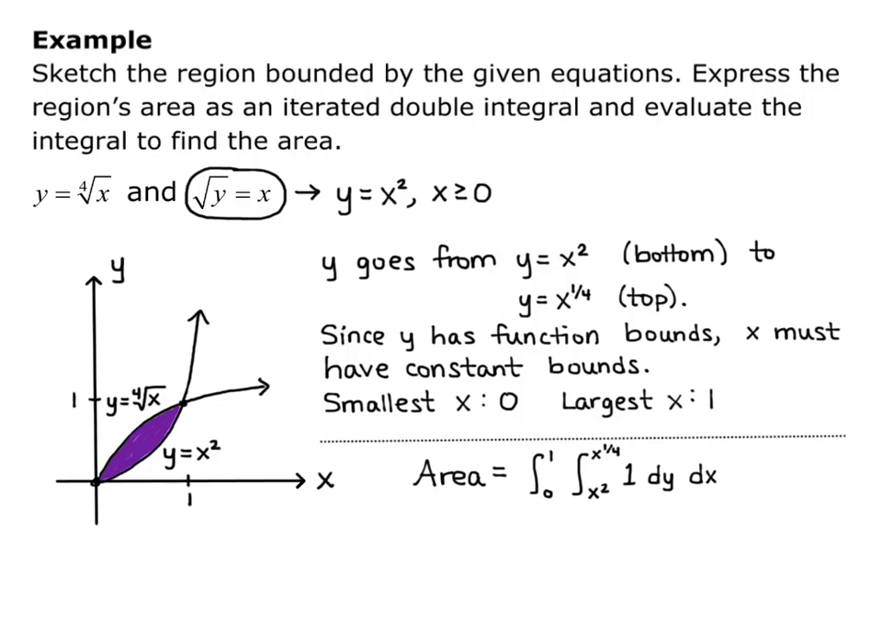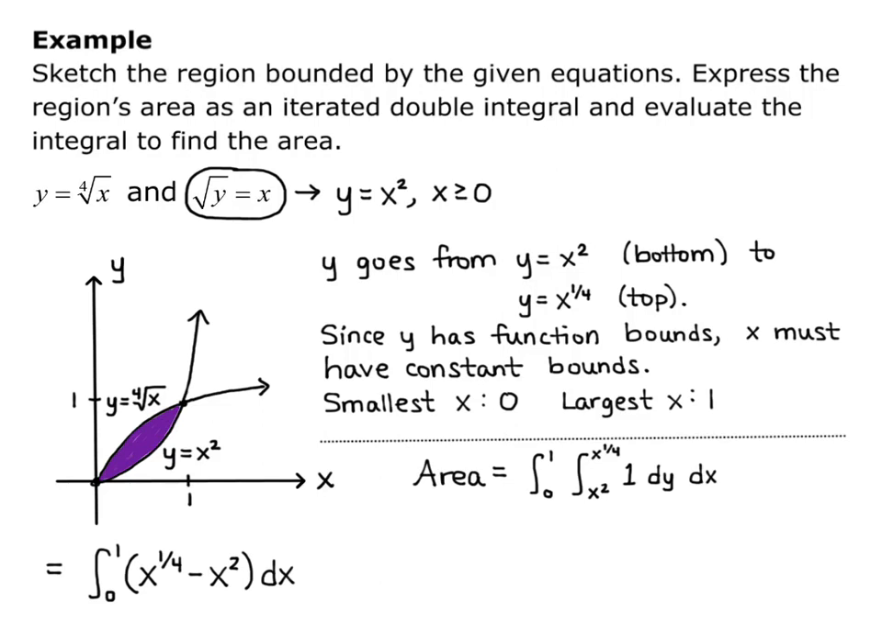Now I just evaluate. So I get the integral from 0 to 1 of x to the 1/4 minus x squared times dx. Notice that because my integrand was 1, I just get the upper bound minus the lower bound as my evaluated integral.